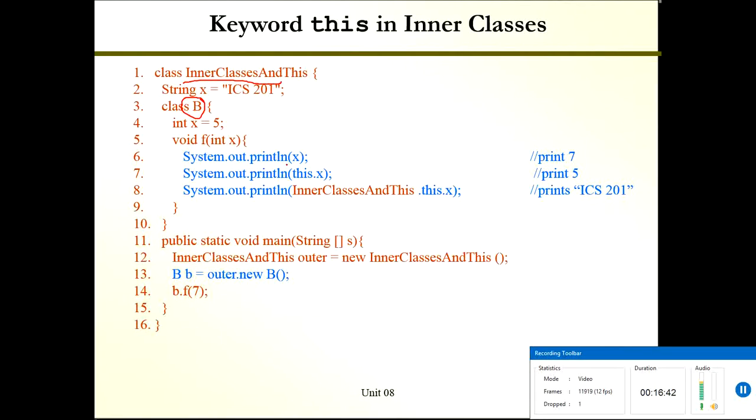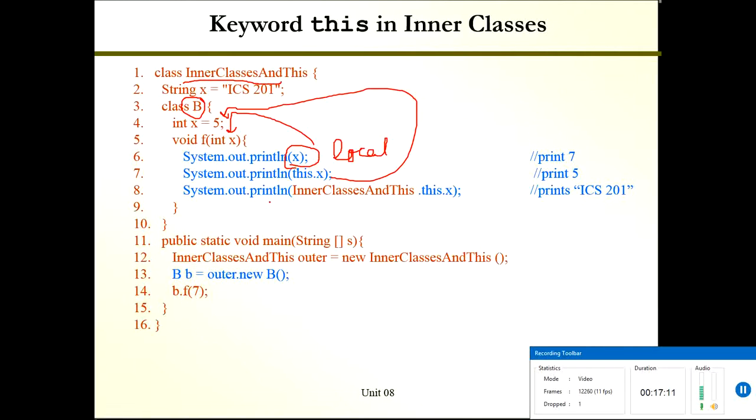The first statement is system.out.println x. This will refer to the local variable. When I write it like this, it refers to the local variable. What is the local variable? The one that is passed in the parameter. This dot x will refer to the instance variable of the inner class, class B. And the instance variable of class B is int x equals 5.